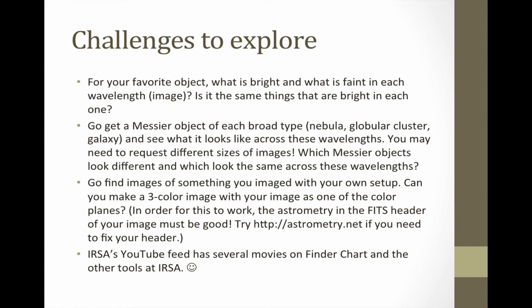If you have your own camera, whether it's a single lens reflex camera or a camera on the back of a telescope, you can make a 3-color image with your image as one of those color planes. But in order for that to work, you need to have the astrometry in the FITS header. So if you need that, you can go to a tool called astrometry.net, not astronomy, but astrometry.net, and then you can add the coordinates into the header of the FITS image. There's a YouTube feed that we run at IRSA that has several different movies on Find Your Chart, as well as the other tools at IRSA.